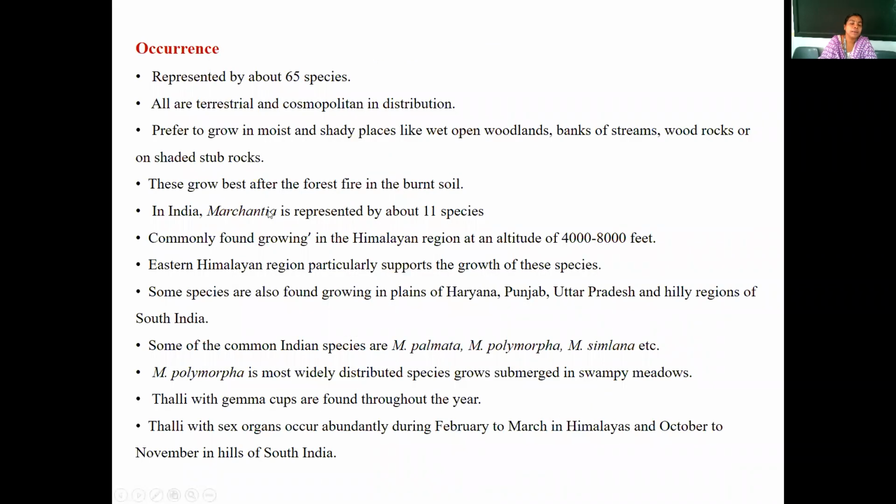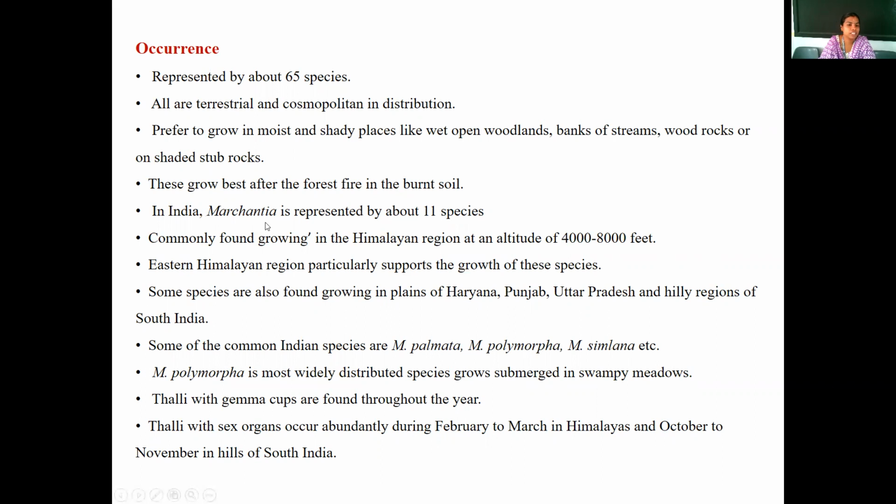Coming to the occurrence, Marchantia is represented by 65 species. All the species are terrestrial and cosmopolitan in distribution. It usually prefers to grow in moist and shady places. They grow best even after a forest fire; they are able to colonize the burned soil also.